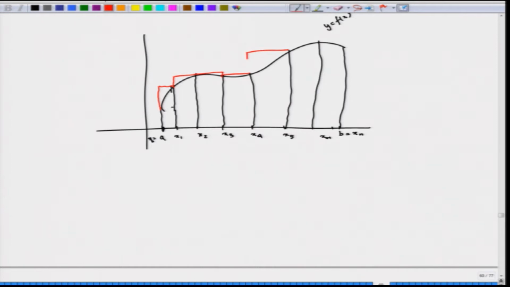Similarly, now all these rectangles, if I compute the areas and take the sum of the area of these rectangles, definitely the total sum is going to be a bigger quantity than the area under the curve, the region we are interested in finding the area of. Now, I make smaller partitions.